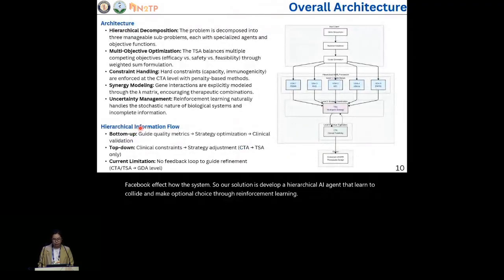Our architecture includes 3 levels. The first level designs the guide RNA for each gene. The second level integrates the multi-gene strategy, balancing efficacy, safety, and feasibility. And the last incorporates the clinical constraints. The information will flow between level 2 and level 3 from the bottom up and top down, which will finally find the optimal clinical solution.